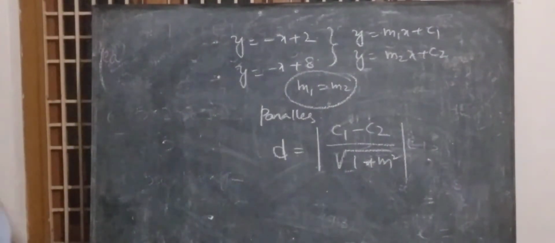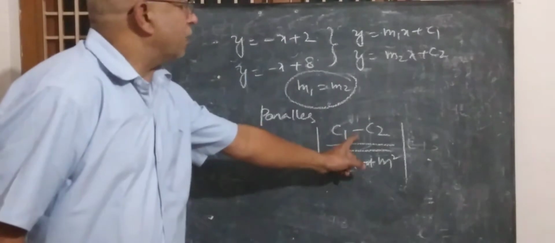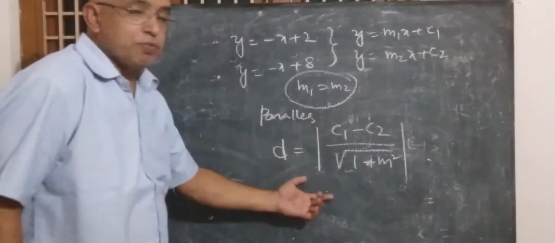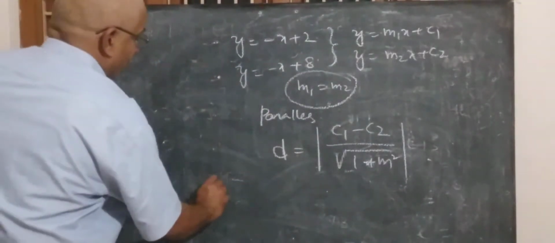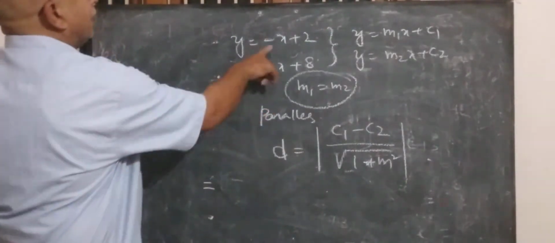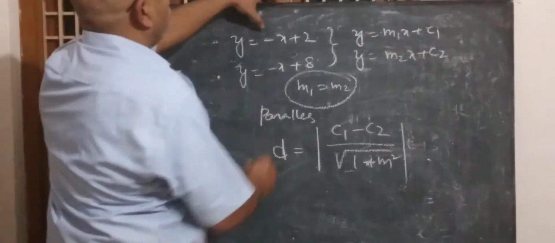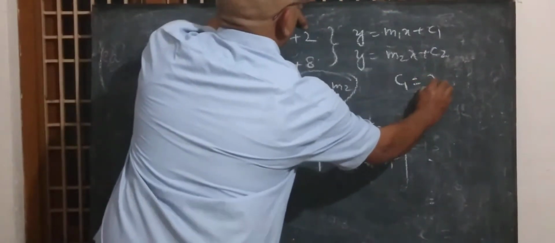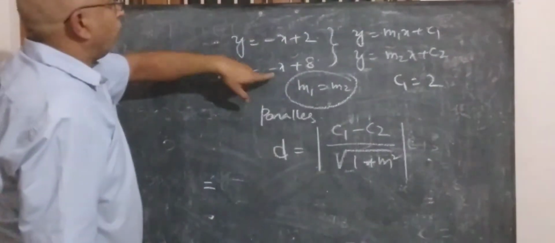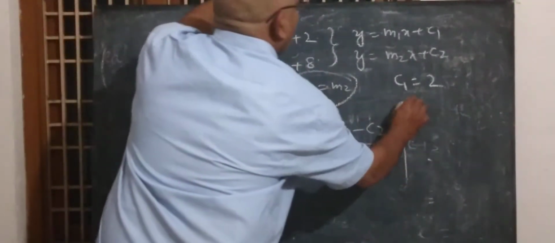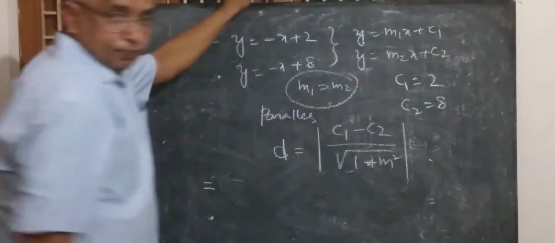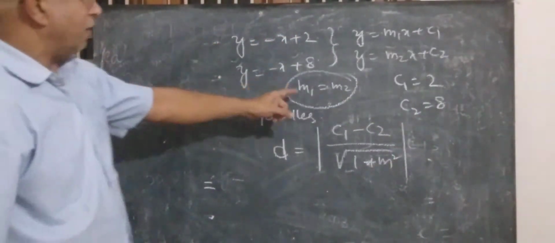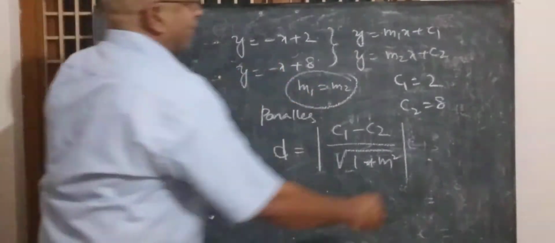Clear? This one is of the form modulus of c1 minus c2 by root over 1 plus m square. In this equation, y is equal to minus x plus 2, so c1 is equal to 2. Y is equal to minus x plus 8, so c2 is equal to 8. Here, since the two lines are given, the m1 value and m2 value are equal. So m is equal to minus 1.